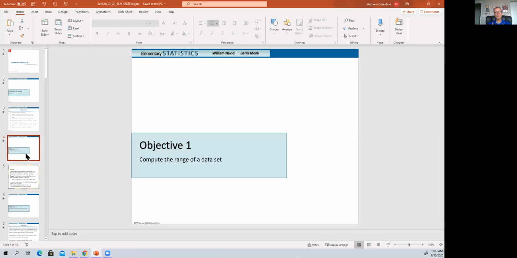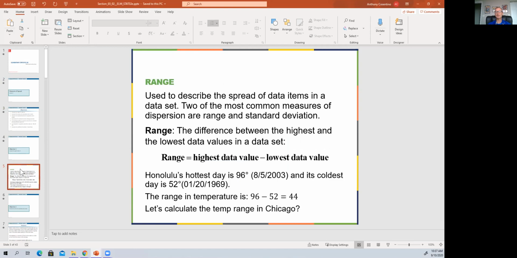So when we talk about the calculation of spread, there are two things. One is calculation of what's called the range. And hopefully the range is pretty straightforward, in the sense that you're looking for the highest value or the highest data point, and you're looking for the lowest data point. And you just take the difference between the two. So basically, you're looking at the two extremes.